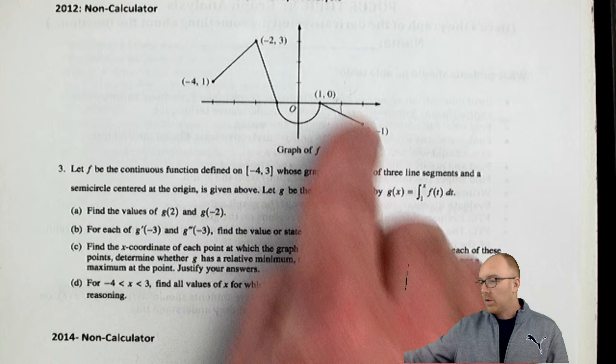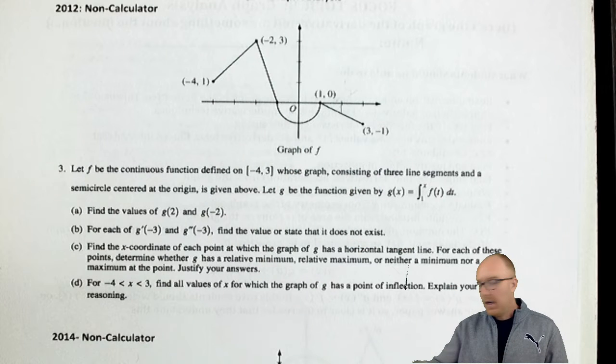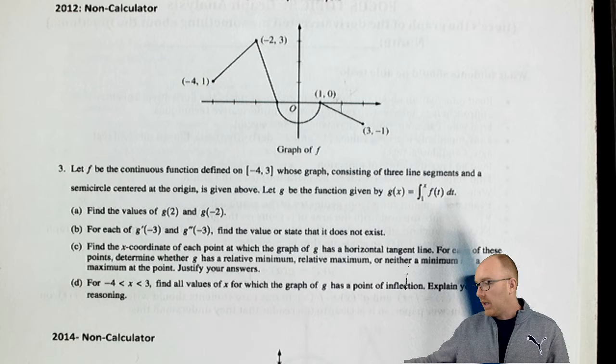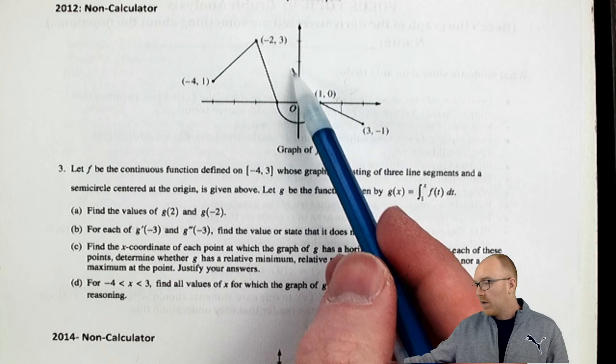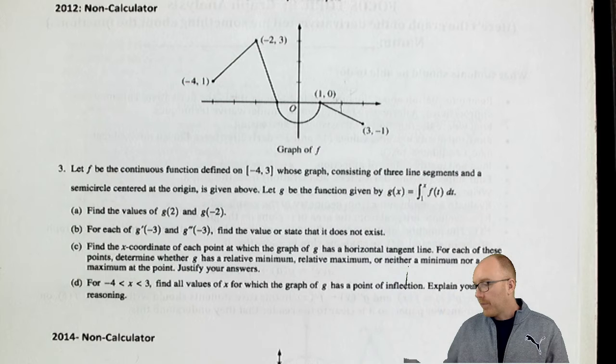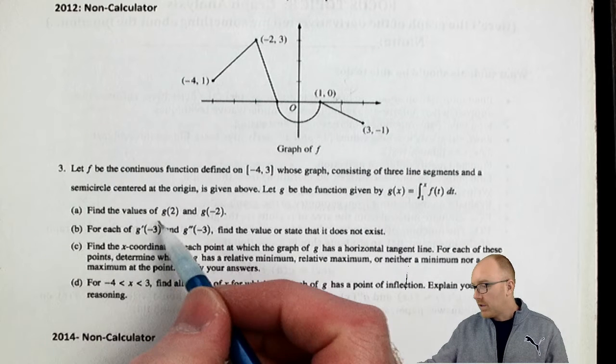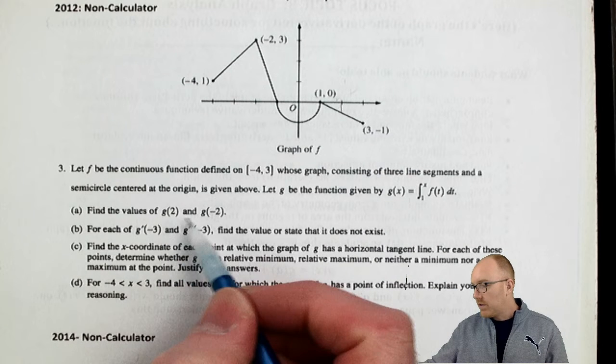So we're looking at a derivative graph for g. And so all of our information we're going to put here needs to be related. This graph is the derivative, and if I were to integrate, I would get g. So first of all, find the values g of 2 and g of -2.